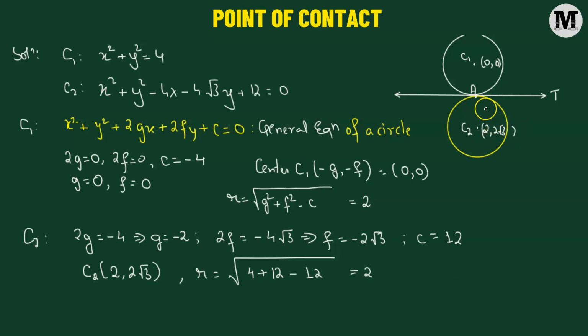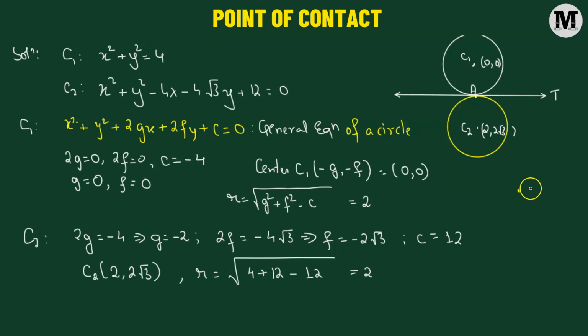Now in order to show that the line T is actually tangent to both the circles, we'll find the distance of the center C1 from the tangent line, and also find the distance of the center C2 from this line. Okay, so here we're going to use a formula. Let's quickly recap the formula that we'll be using here.